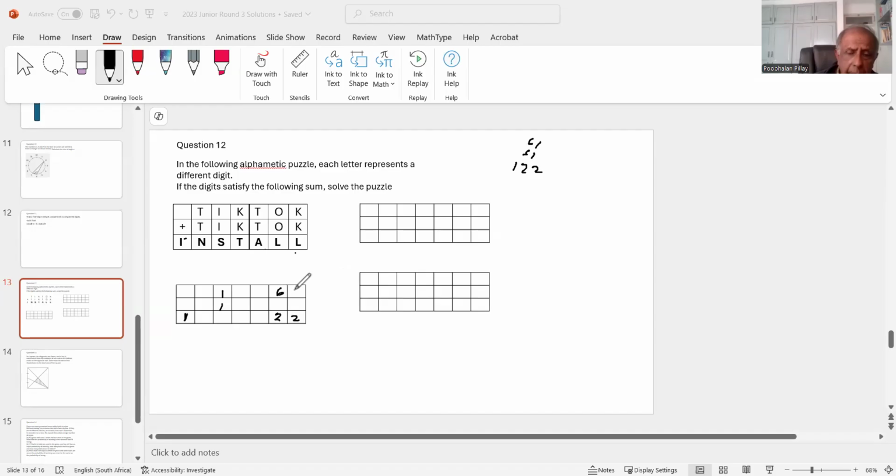Okay, suppose I put 61 here. I got 1 plus 1 is 2. 6 plus 6 is 12. So K is 1 then. It's K. K is 1. Oh, but that's not right because I already got a 1 here. Right. So this is out. I can't have 61 and 61 because the I is 1. K can't be 1. Okay, so that eliminates that possibility.